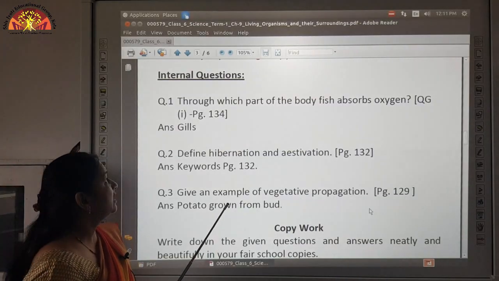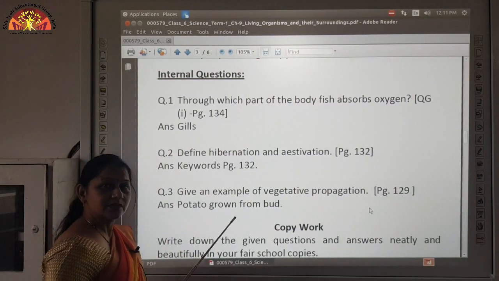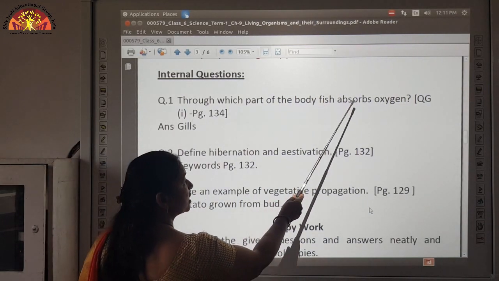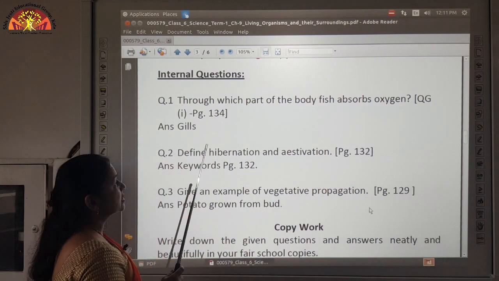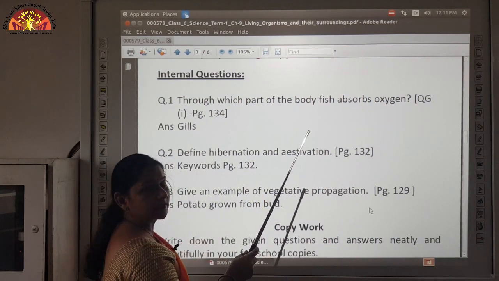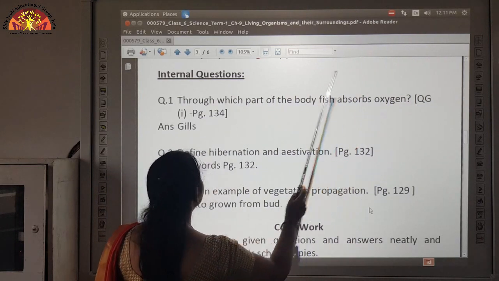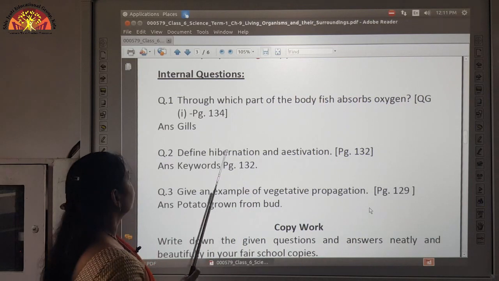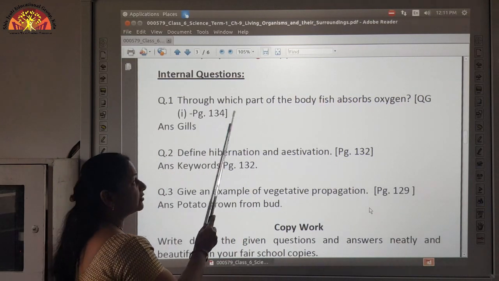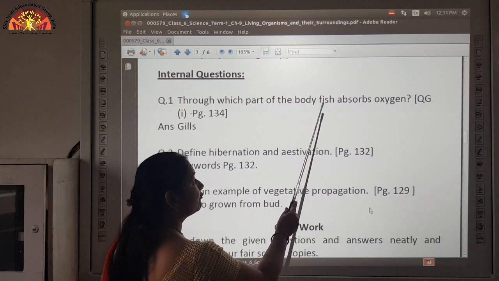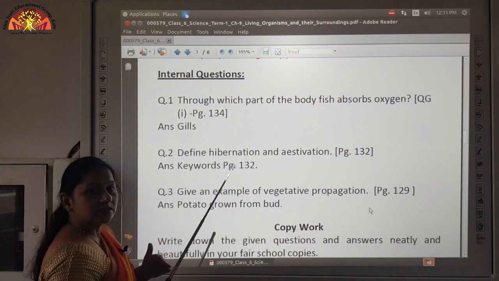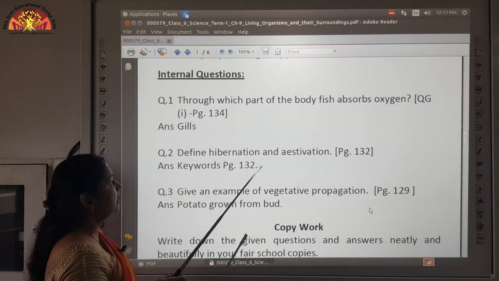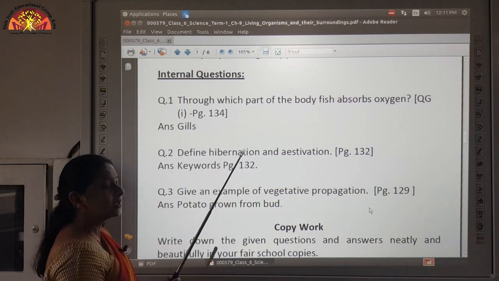Now, first we are going to take up the internal questions of this chapter. Through which part of the body does a fish absorb oxygen? This question is taken from the back exercises, question number G, first part, given on page number 134. The fish has gills to absorb oxygen which is dissolved in water. So, we are going to write the answer: gills.